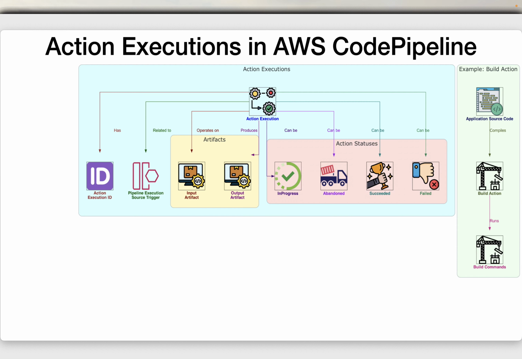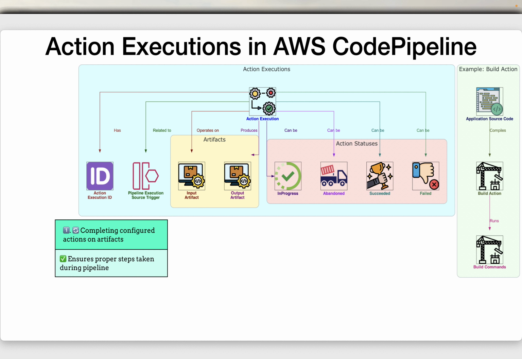Okay, next is action executions in AWS CodePipeline. So we are going lower level. Before we have seen stage, now stages have action. So let's see what is action execution. An action execution is the process of completing a configured action that operates on a designated artifact or the artifacts, ensuring the proper steps are taken during the pipeline process.